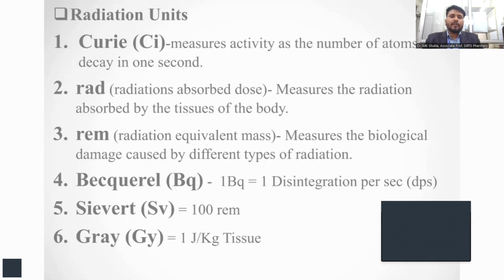is the measure of the biological damage caused by different types of radiation, whereas the Becquerel (Bq), one Bq is one disintegration per second (DPS). Sievert (Sv) equals 100 rem. Gray (Gy) equals 1 joule per kg of tissue.